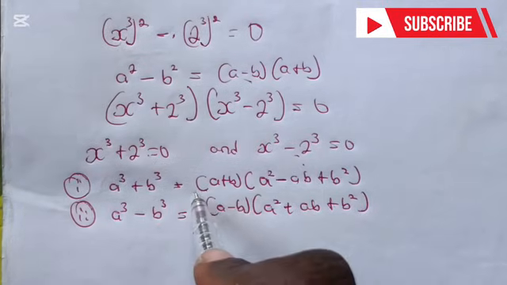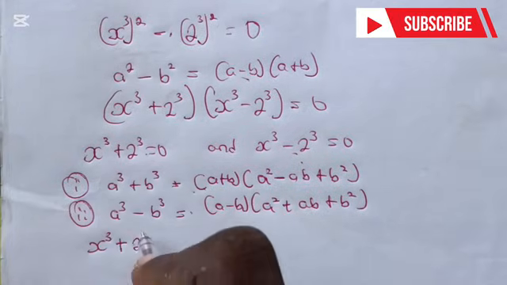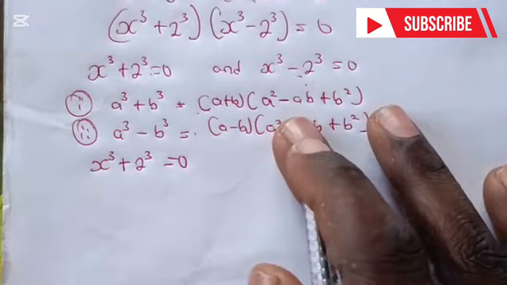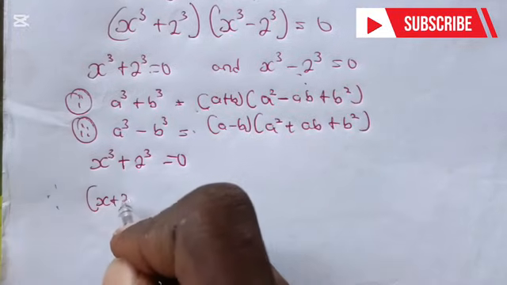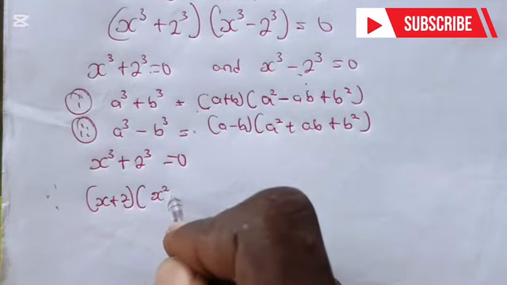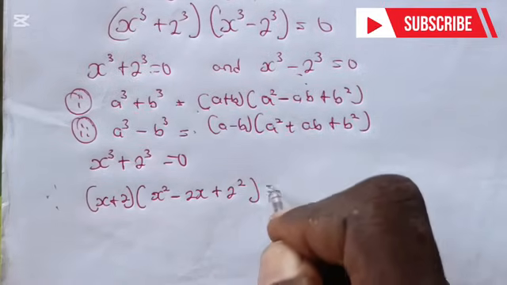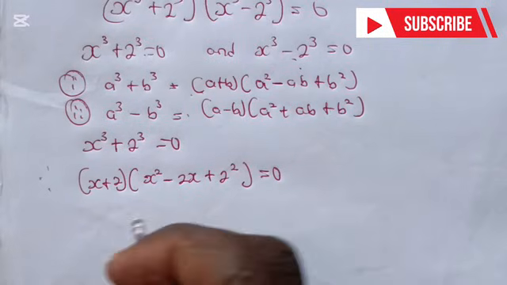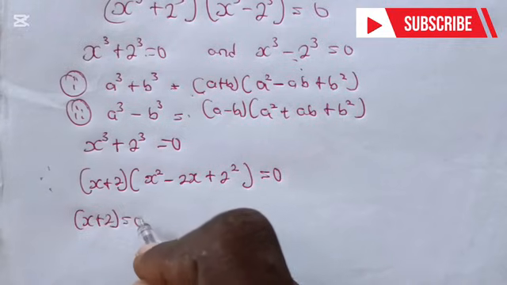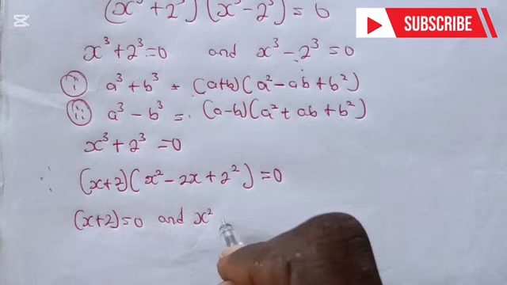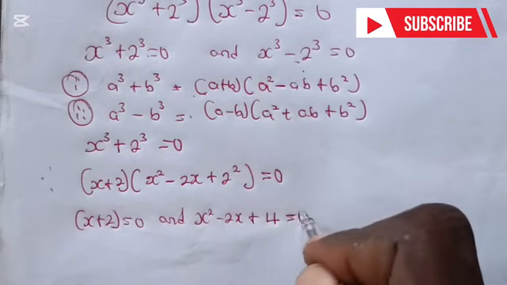So we are going to be using these two properties here for this and this. For the first property, we are going to use it for x raised to the power of 3. So we have x raised to the power of 3 plus 2 raised to the power of 3 is equal to 0. Therefore, we are going to have x plus 2 multiplied by x squared minus 2x plus 2 squared is equal to 0. Now, from this, we have x plus 2 is equal to 0, and x squared minus 2x plus 2 squared, which is 4, is equal to 0.